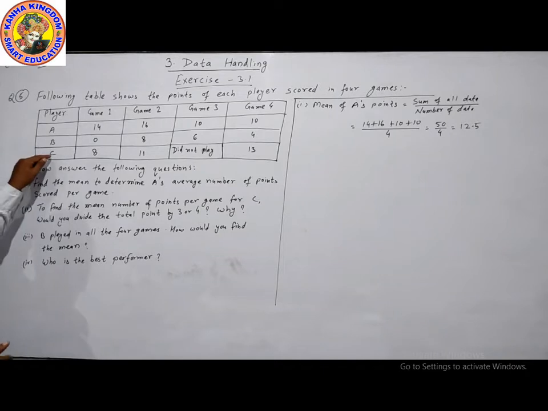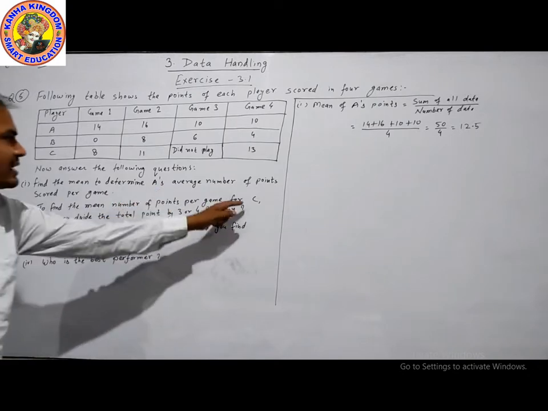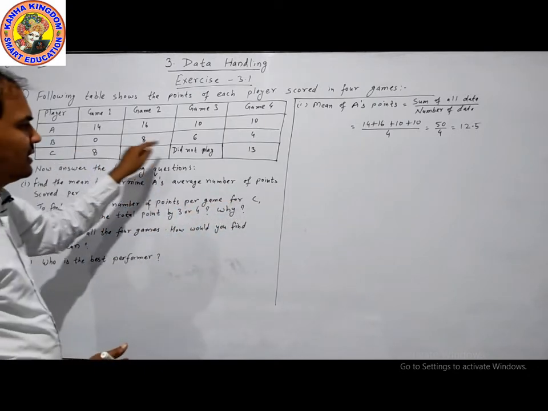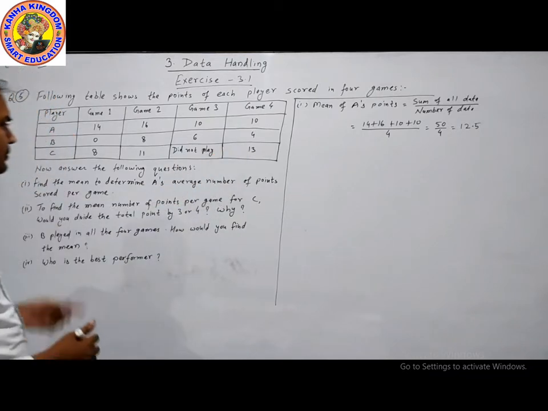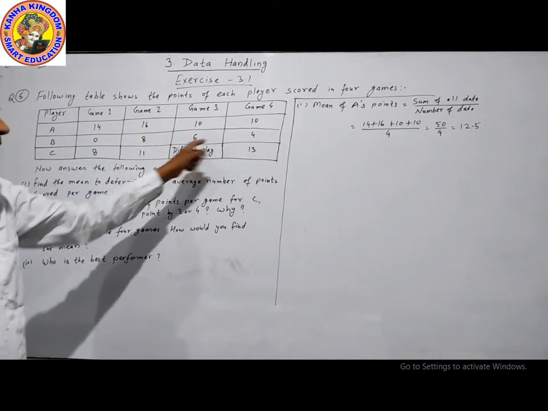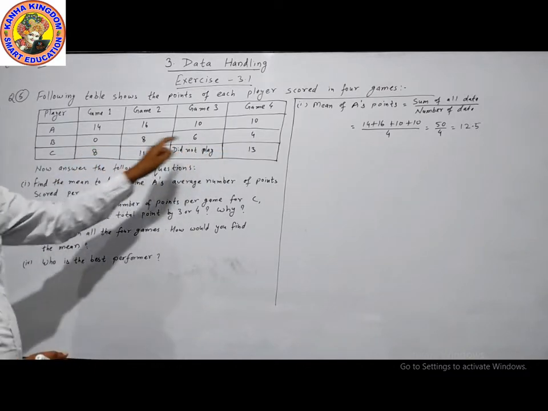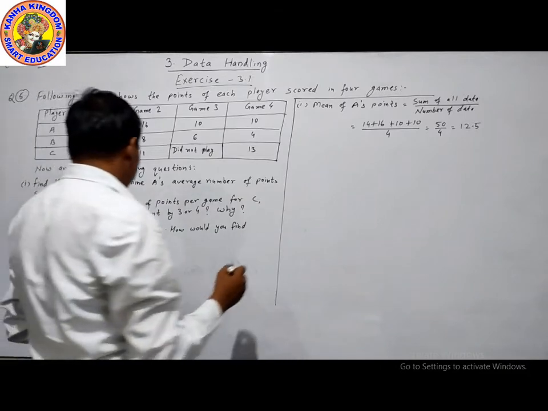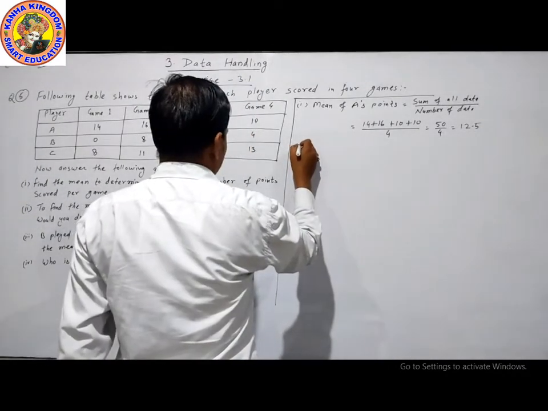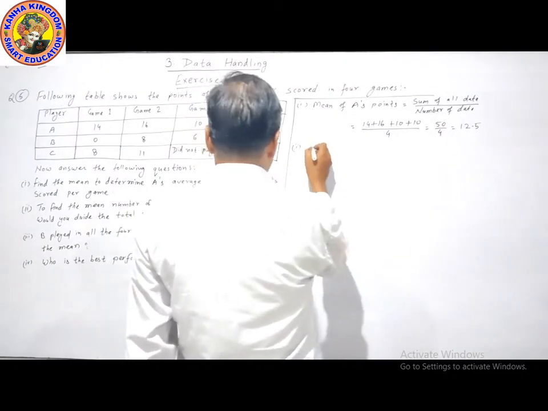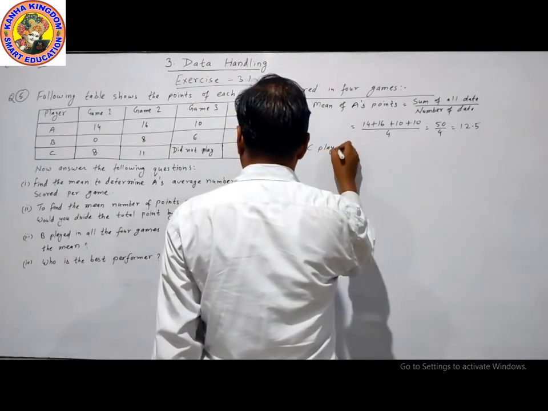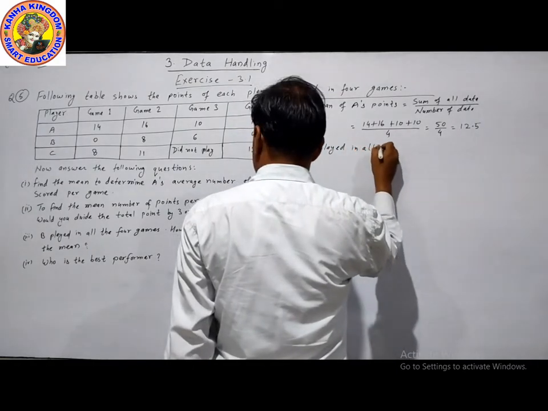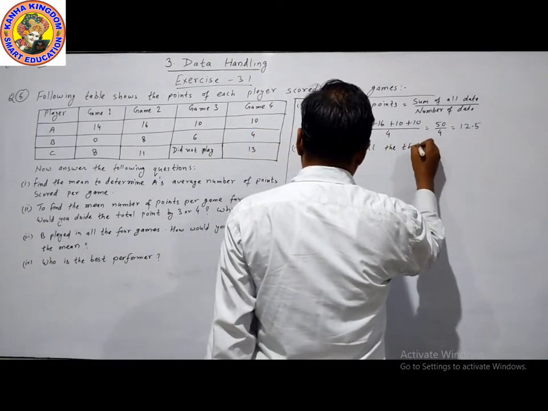Now take player C. Find the mean of player C. C scored 8, 11, did not play, 13. So how many games did player C play? 1, 2 and 3. Here he did not play, so only 3 games player C played. Number second, C played in all the 3 games.